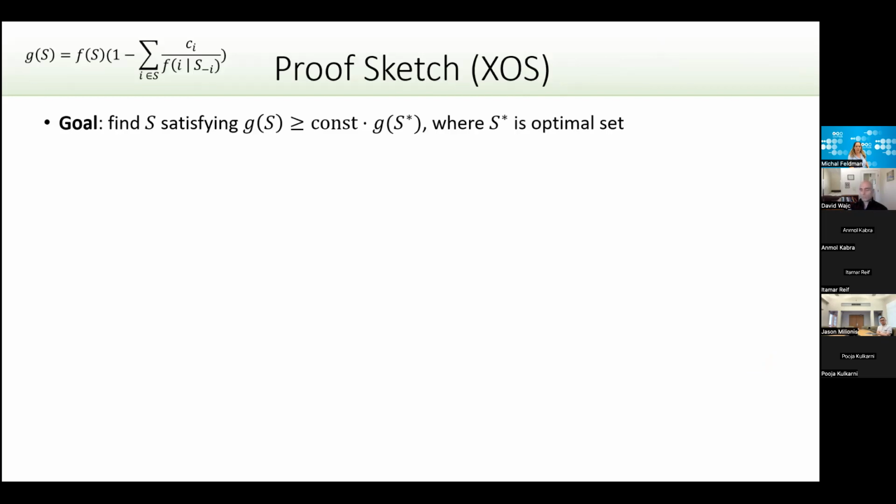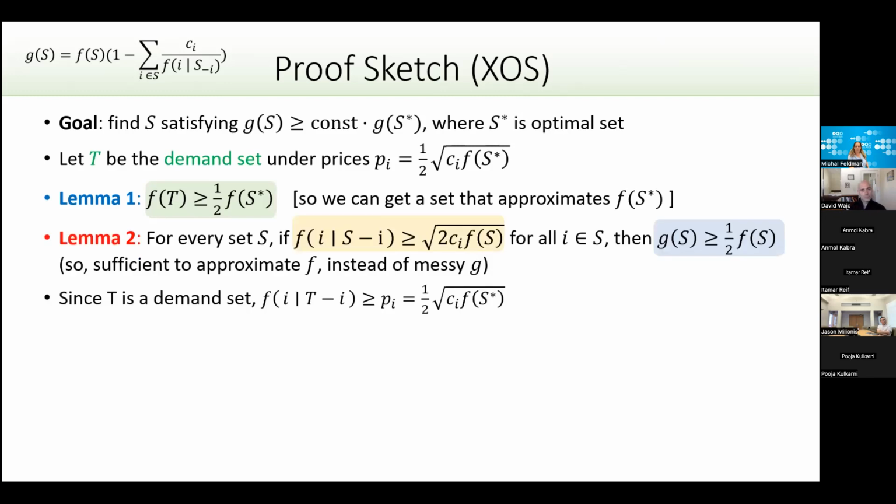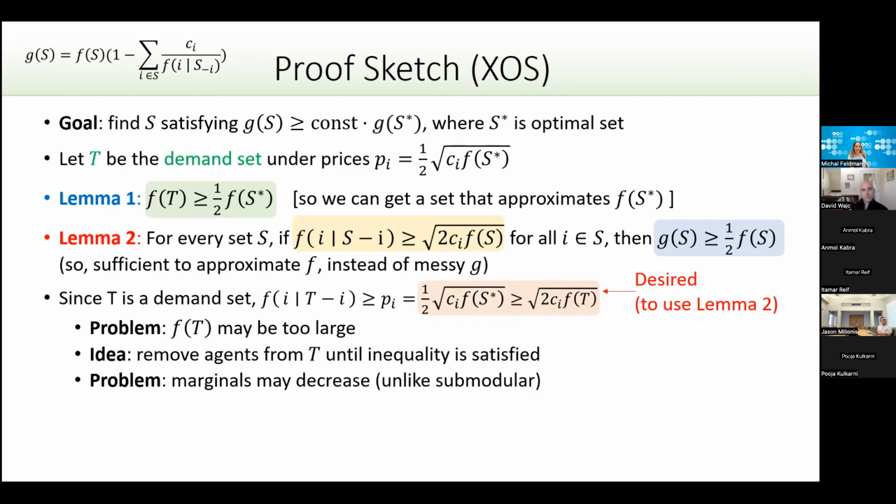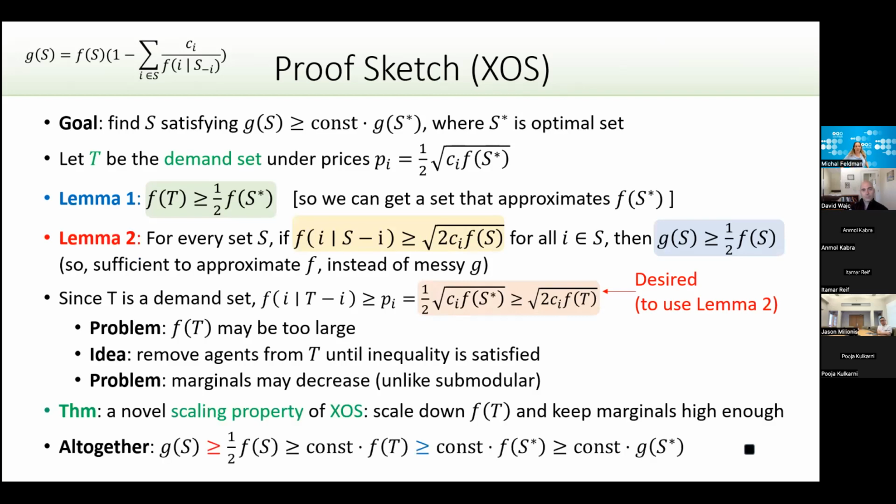I am going to skip the proof sketch because I'm running out of time. Let me just highlight a few points about this proof. I don't expect you to follow this slide, just two points. One is that we have a non-standard use of demand queries here. We want to find a set that maximizes the optimal contract, and we are issuing demand queries in a very non-standard way. The demand queries may be more useful than we thought they were.